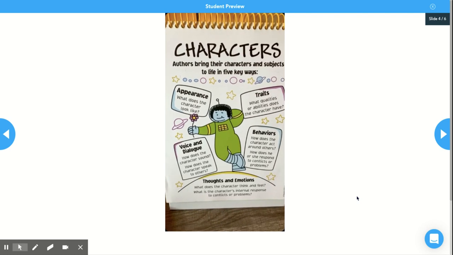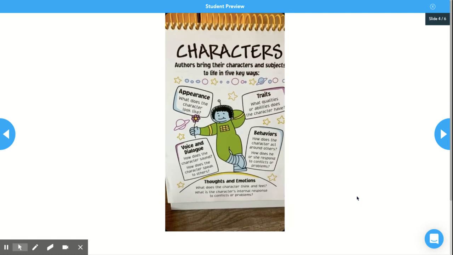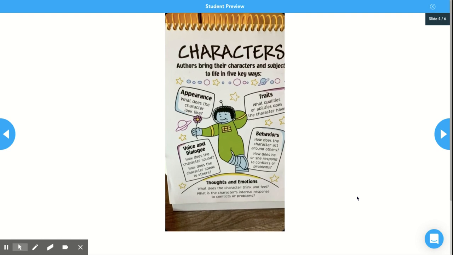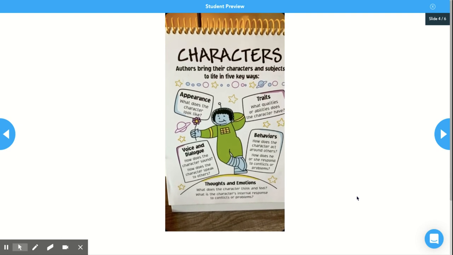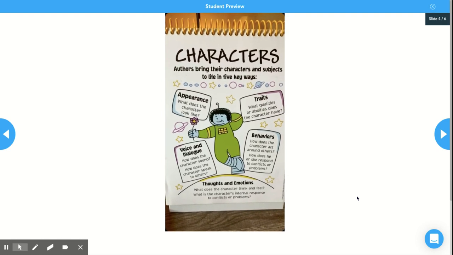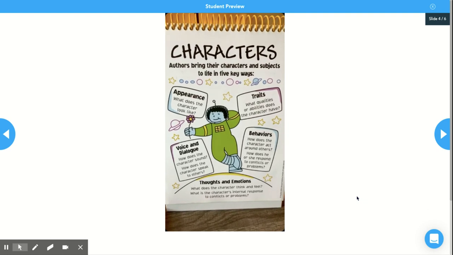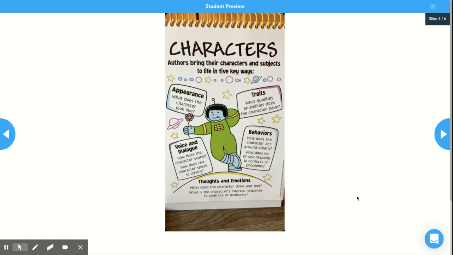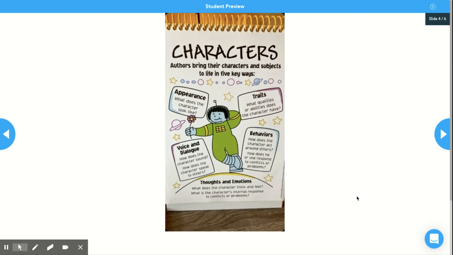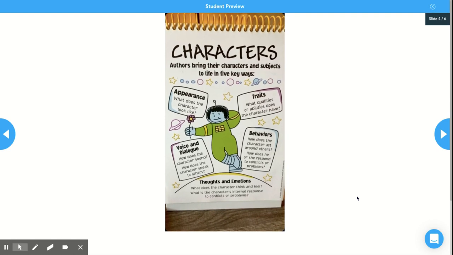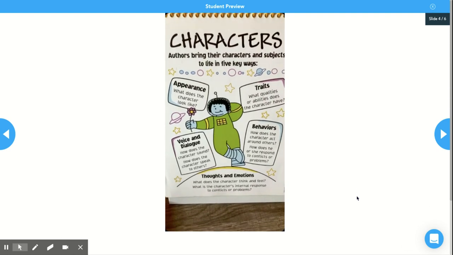Voice and dialogue. How does the character sound? How does the character speak to others? The author will often use specific quotations from the subject in a biography. Thoughts and emotions. What does the character think and feel? What is the character's internal response to conflicts or problems?